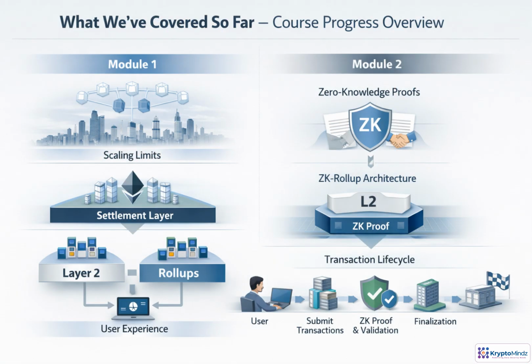So far, we've moved from scaling pressure to Ethereum settlement to rollups, ZK proofs, and transaction flow. Now we turn to the next question. What data must be available for users to verify or recover the rollup state?